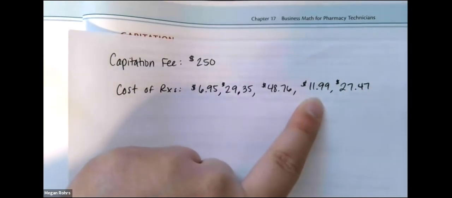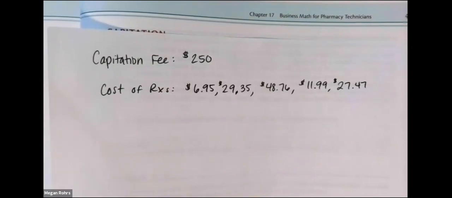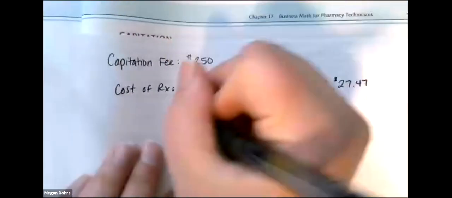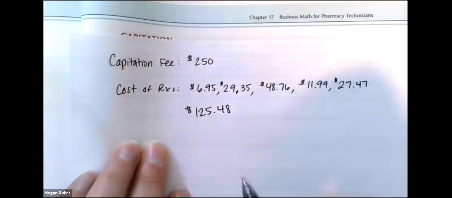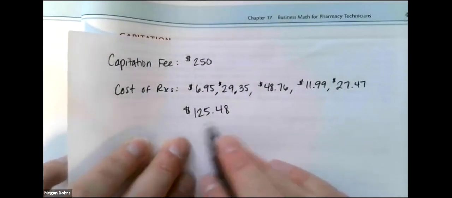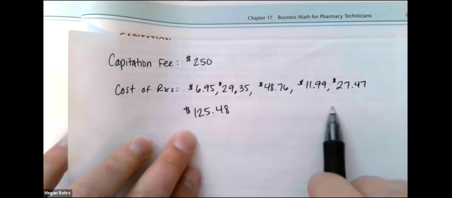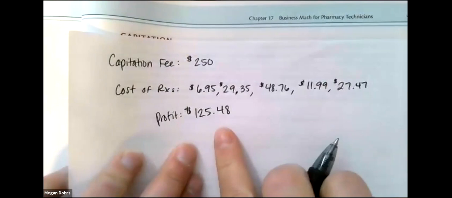minus $11.99, minus $27.47. So that leaves me with $125.48. Now, this is a positive number, it's not negative, so that would mean that I'm making a profit. That's what's left of the fee minus the cost that I'm spending on the prescription. So I'm actually making a profit of $125.48.